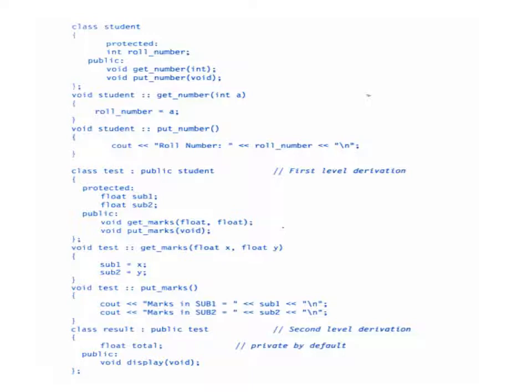Now I'm going for deriving a new class. Here the student is going to act as a base class and test is going to be the derived class. This is a first level derivation. Here also I have two functions declared and I am defining them outside. At last I am creating one more class, result. In this class I am inheriting the properties of the intermediate class, that is the first level derivation class, that is test, public test. This is multi-level inheritance.